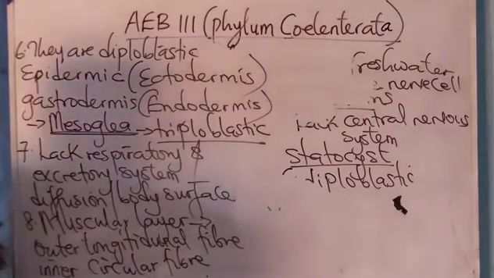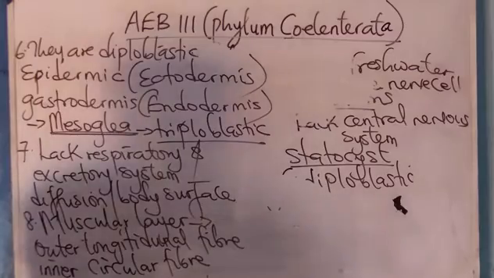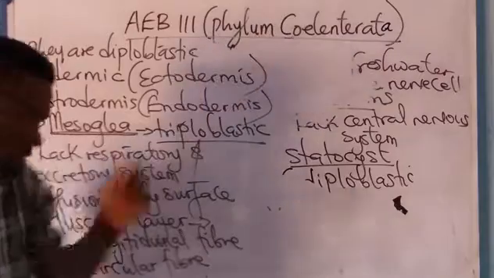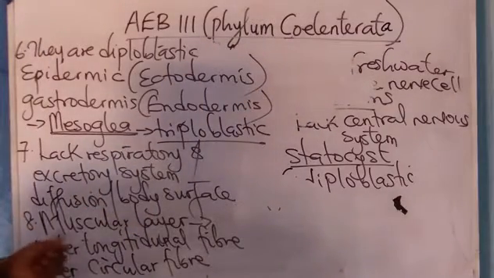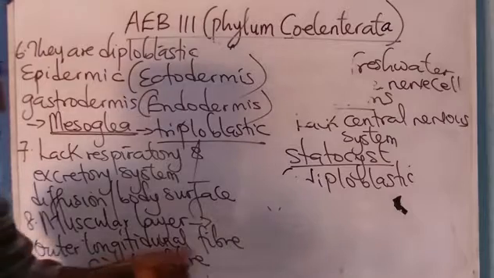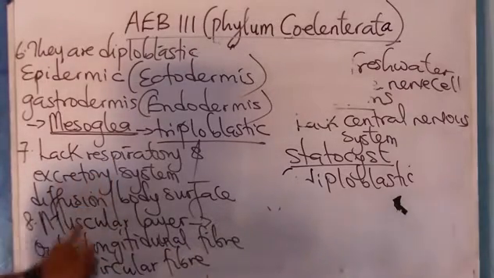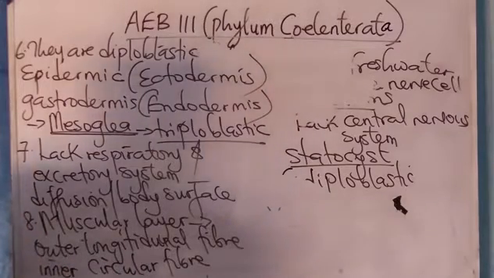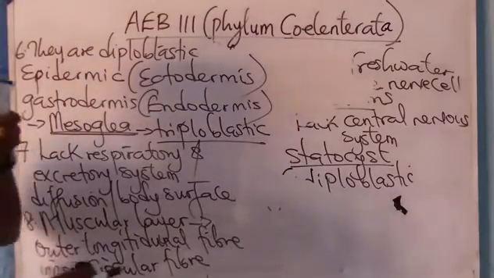Now, take note. The muscular layer in Phylum Coelenterata, or in Coelenterates, is arranged with the outer layer longitudinal, but the inner is what? Circular. Inner is circular, outer is what? Longitudinal. Don't forget that.